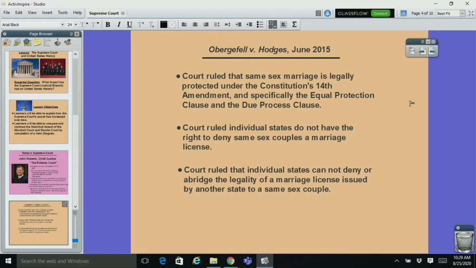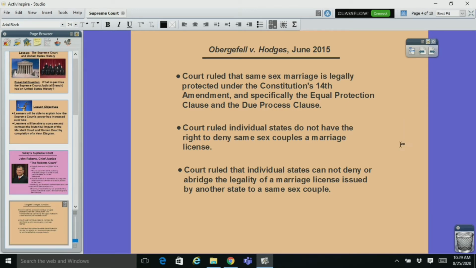However, the Obergefell versus Hodges case in June of 2015 for the Roberts Court was a socially liberal decision, which has had a tremendous impact on United States history today, and this is a good example of how powerful the court is at this point. The court ruled that same-sex marriage is legally protected under the Constitution's 14th Amendment, and specifically under the Equal Protection Clause and the Due Process Clauses of the Constitution.